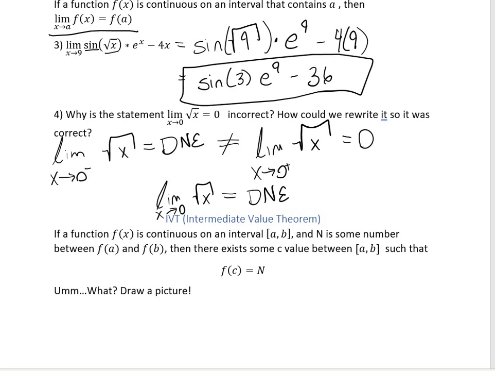So how can we rewrite the statement so that it's correct? Well, we can rewrite it by adding that little positive to the top. So just keep an eye out for this. Sometimes it's a favorite question on homework or maybe exams.